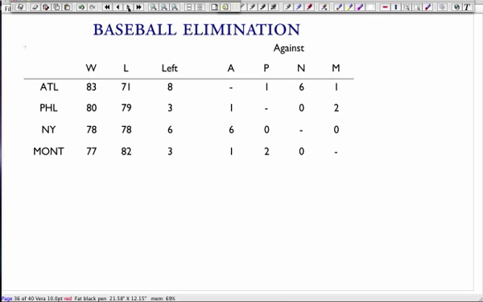Okay. Very last, very cool application of this, which is not related to graphs at all. So take a look at this baseball elimination table. Clearly, Montreal has no chance here, right? They have 77 wins, only three games left, and Atlanta already has 83. So they're not going to any pennant. Agree? Okay, very good. Everybody understand what I just said here?